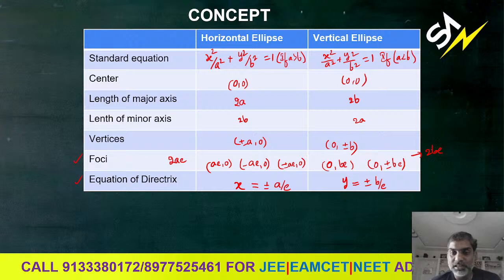And if we come to the equation of the directrix, the equation of directrix is x is equal to plus a over e and x is equal to minus a over e. Then what is the distance between both the directrix? That is nothing but 2a over e in case of horizontal ellipse. And in case of vertical ellipse, the distance between the two directrix is 2b over e. Okay, am I clear? And the next one is, yeah, we can move to the next page, right?